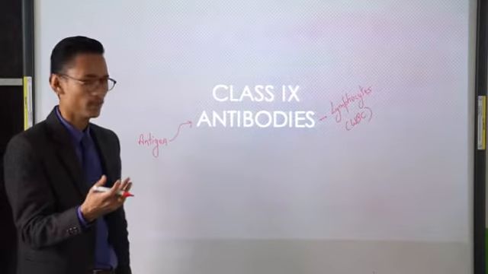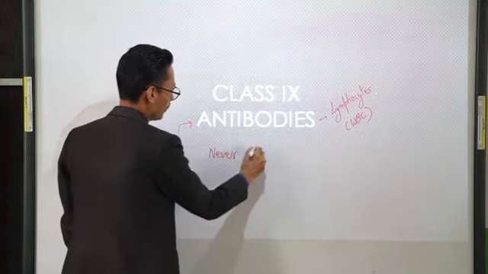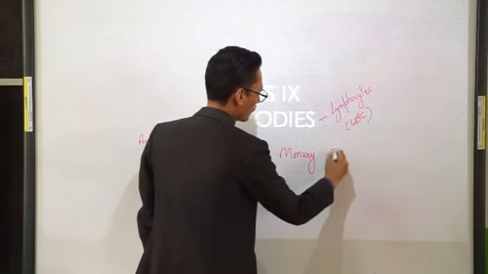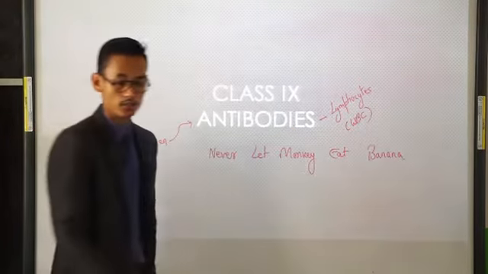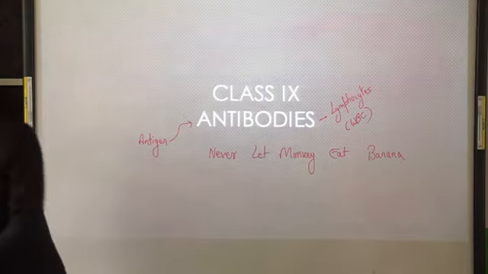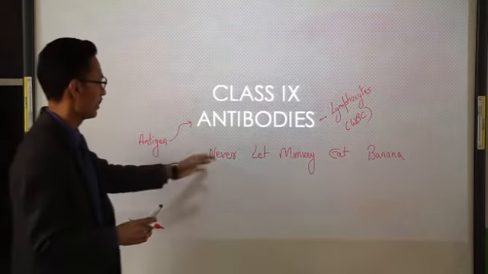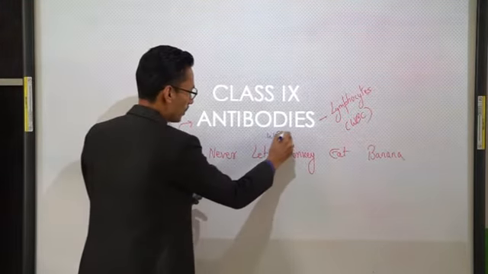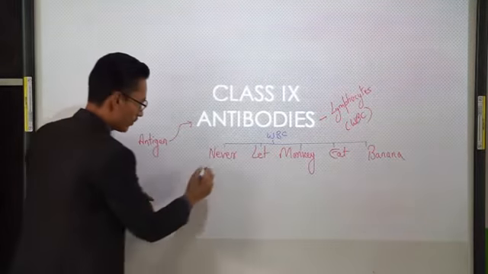When we try to remember the types of WBC, just remember carefully: Never let monkey eat. We are going to discuss the types of WBC. This is very important for you to know. First, try to remember a simple sentence: Never let monkey eat. Over here, we are trying to remember the types of WBC.